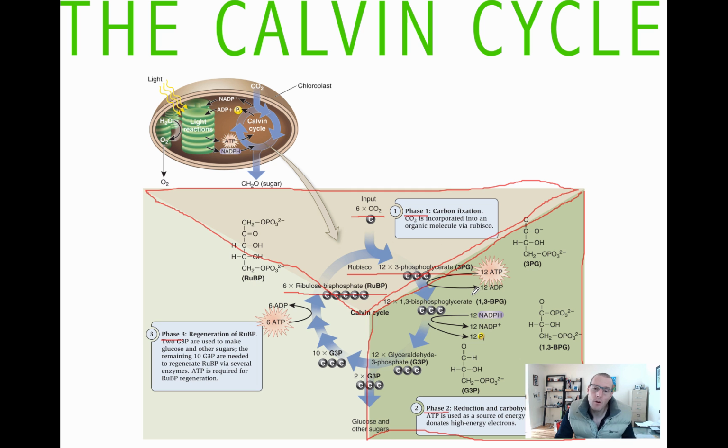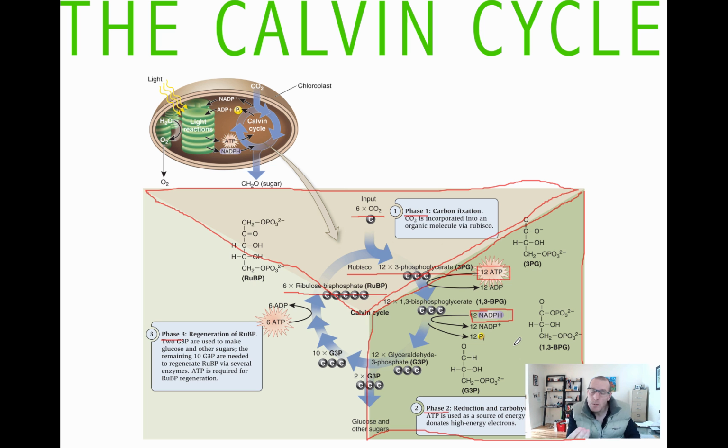So each of these 12 molecules needs 1 ATP and 1 NADPH. Remember, we got those from the light reactions. This is where we're going to use some of our ATP and all of our NADPH from the light reactions. So you take 1 3-carbon phosphoglycerate, an ATP and an NADPH. You do all the chemistry.